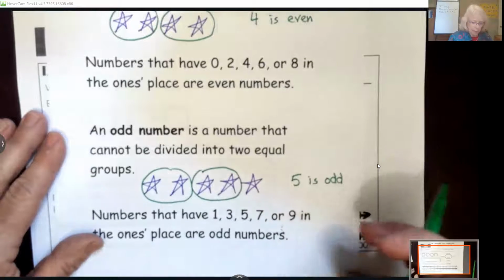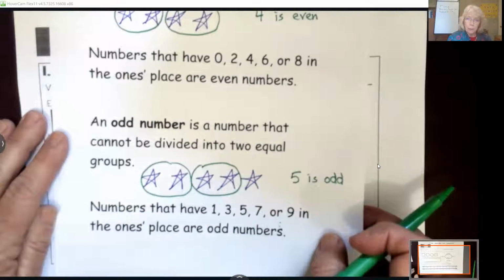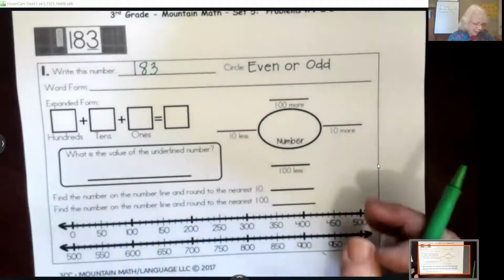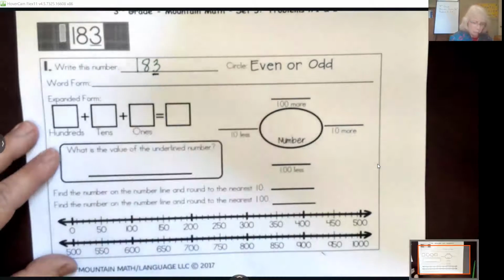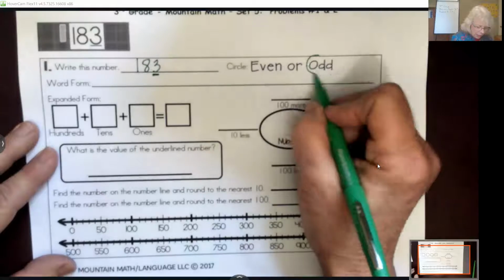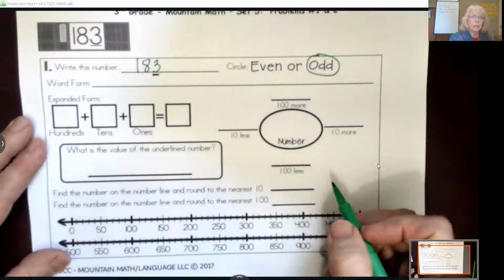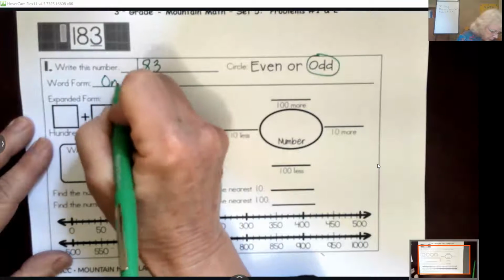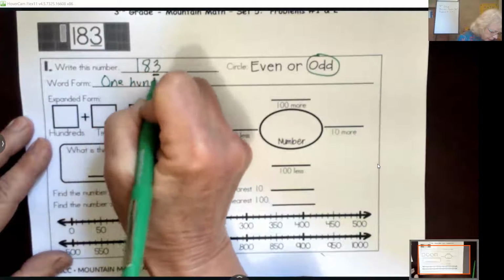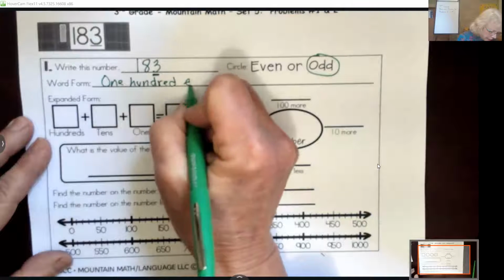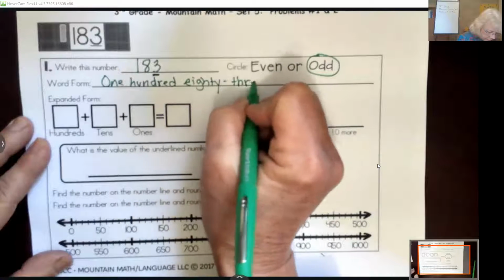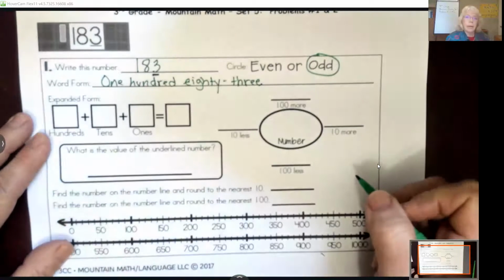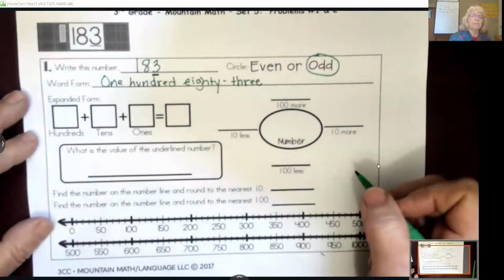So let's go back and look at our number. Remember what it was? 183. So 3 is in the ones place, and that makes it an odd number. The word form is 183, as it sounds, with a dash between 80 and 3.